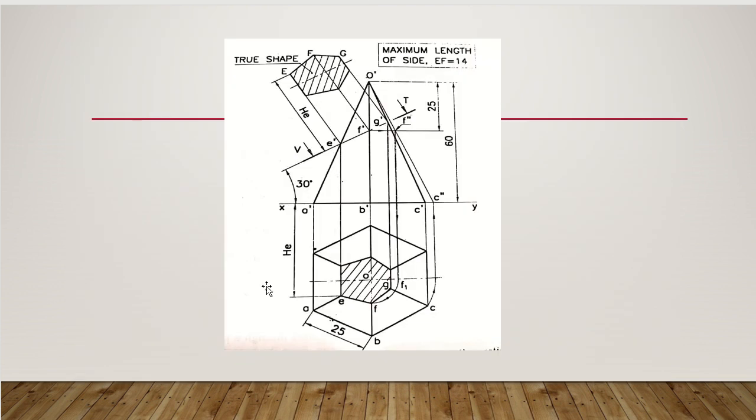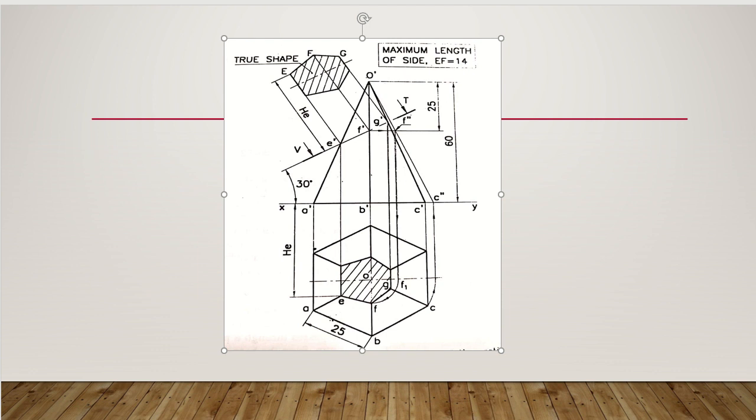Just check out the exact solution of the current problem. You could see the true shape over here, and this is the cut portion. And you can even see how the section plane is acting. It is 30 degrees inclined to HP, and it is 25 mm away from the top vertex.